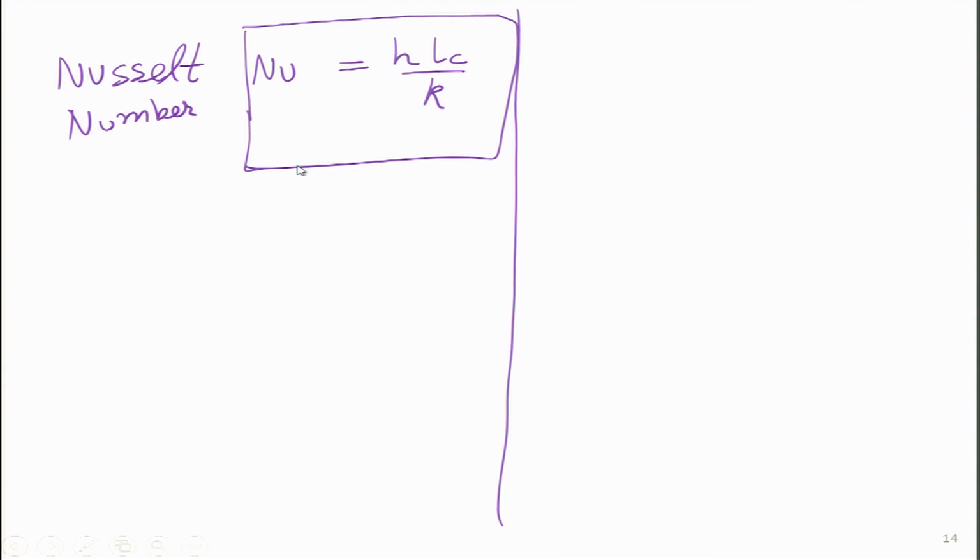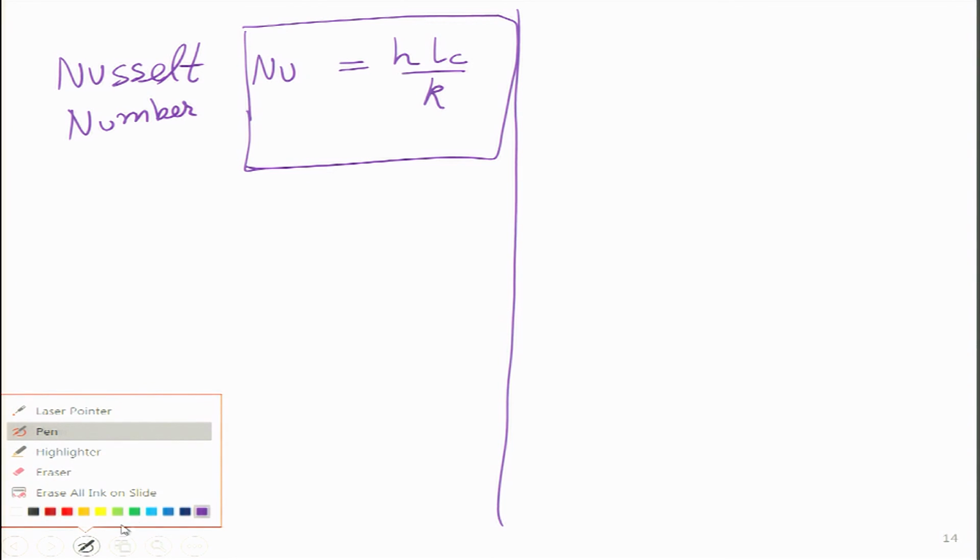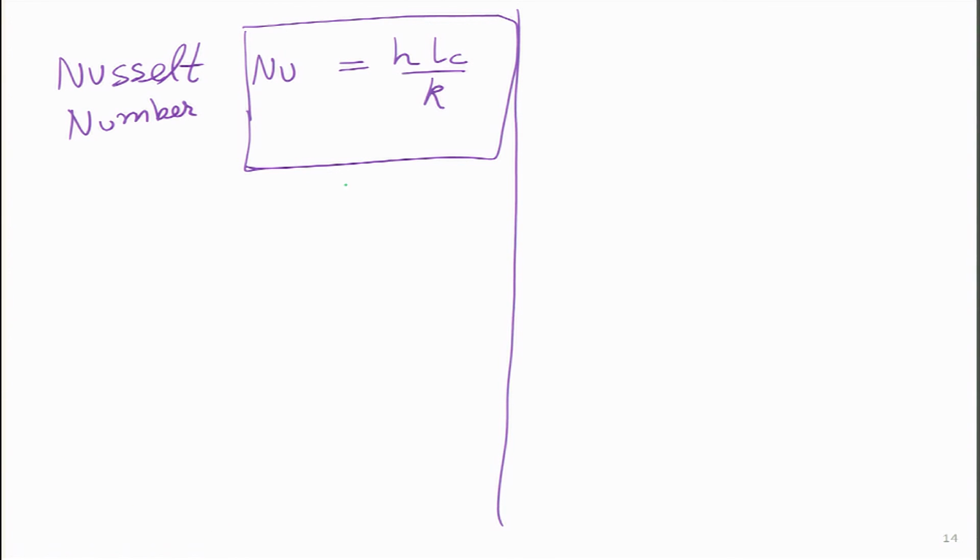Now, some students may remember immediately that two lectures back we also wrote one more equation, which was the Biot number, if you remember, and there it was also h L_c by k. So, you may ask the question, sir, what is the difference between them? Please remember very carefully that in the Biot number, the thermal conductivity is of the solid, and in the Nusselt number the thermal conductivity is of the fluid.